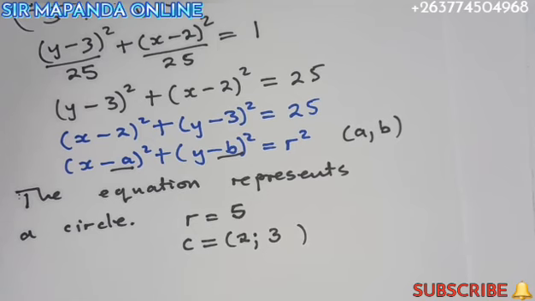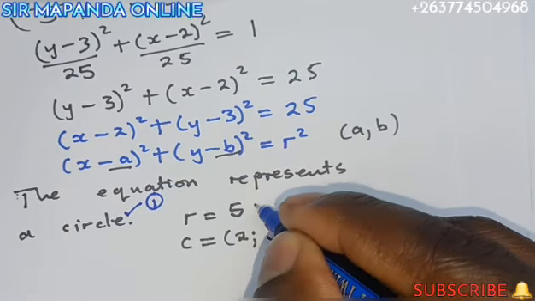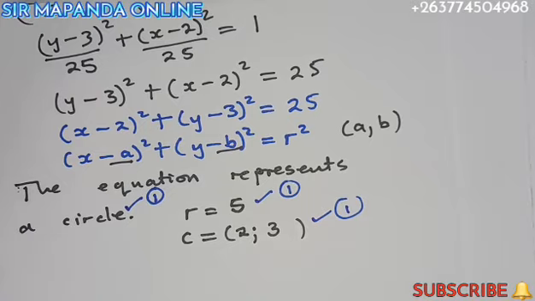So the mark allocation will be as follows. Stating that it represents a circle, you have the radius, and you have the center, for you to get the 3 marks.